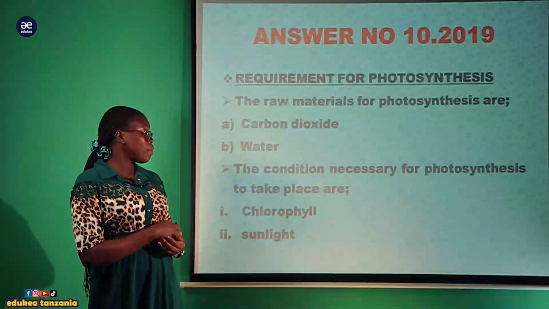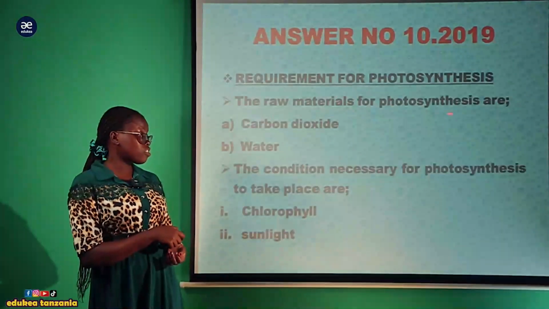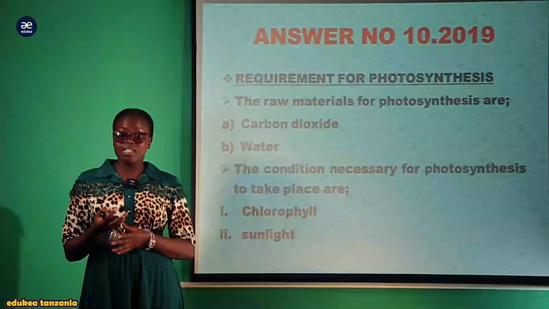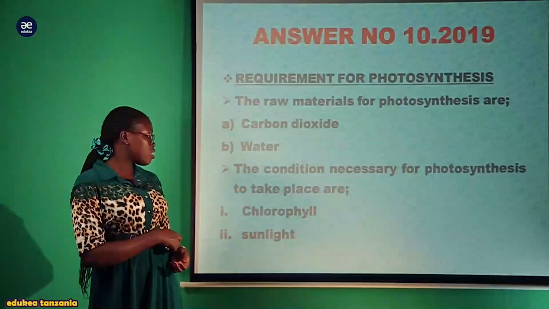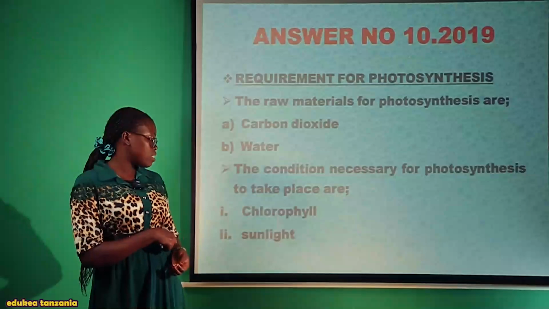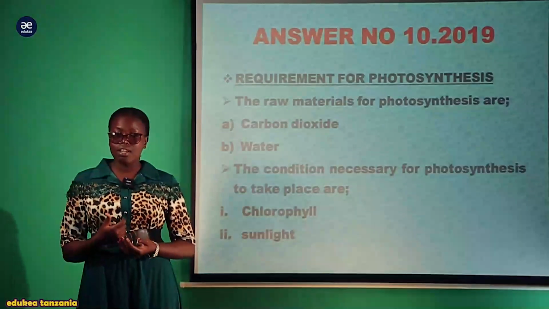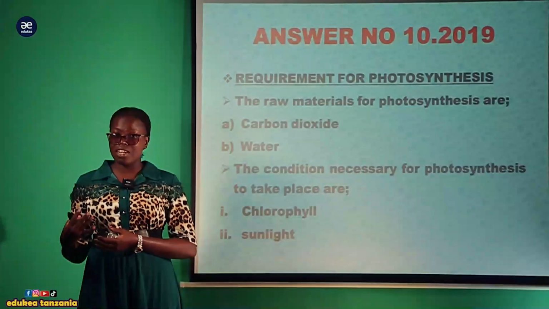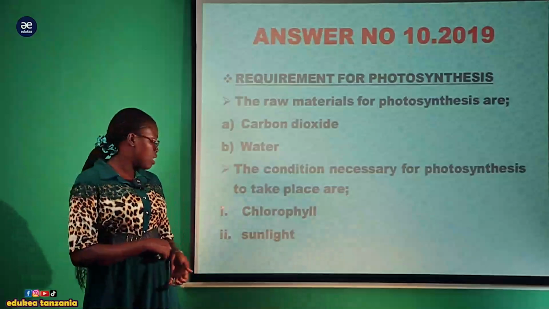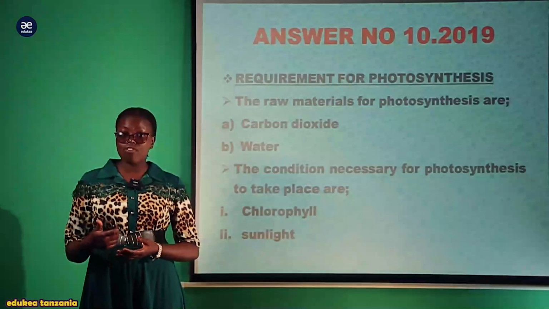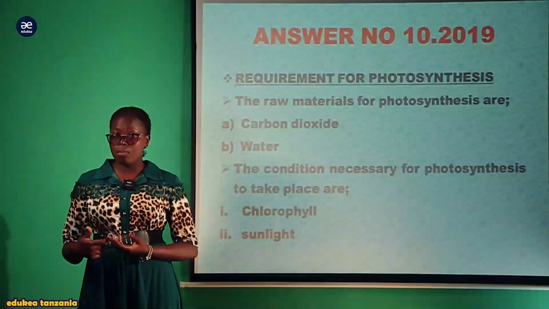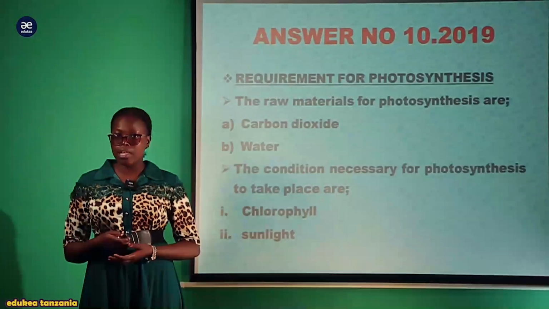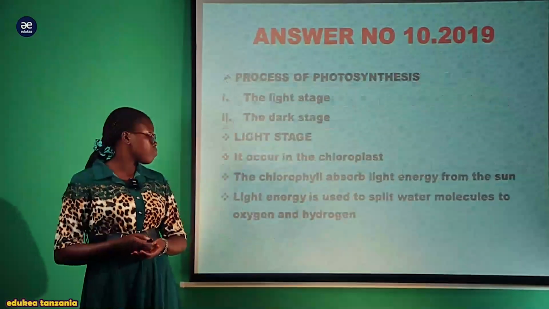The raw materials for photosynthesis are as follows. The first are water and carbon dioxide. These are the raw materials. And the conditions necessary for photosynthesis to take place are chlorophyll and sunlight. Chlorophyll maximizes the surface area for the absorption of sunlight, and the sunlight is needed for the splitting of the water molecule to form hydrogen, which will combine with the carbon dioxide in the dark phase to produce glucose.